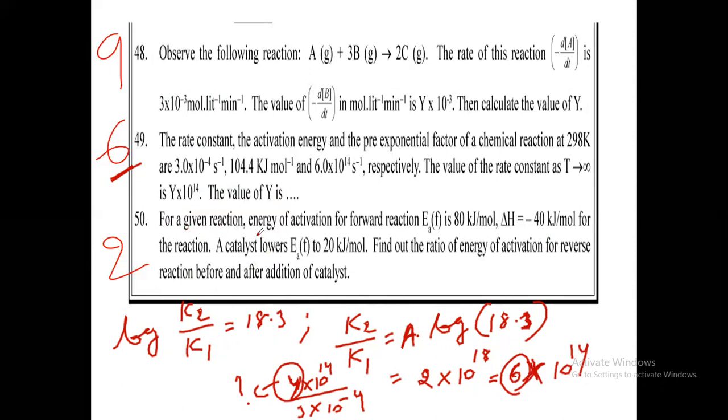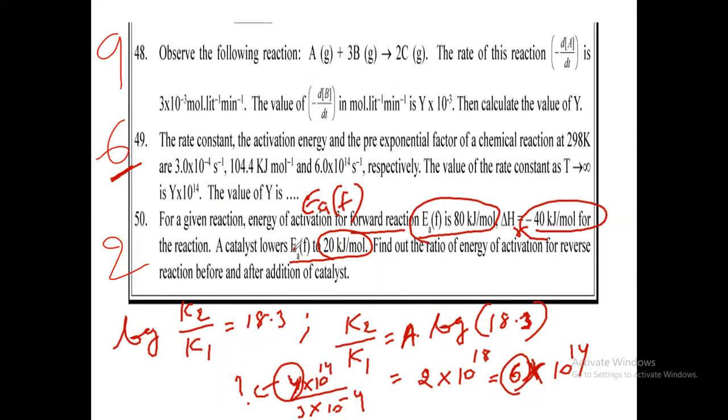Next, for a given reaction, the energy of activation is EA. For the forward reaction it is EAF. EAF is given as 80 kilojoules per mole, and delta H of the reaction is given as minus 40 kilojoules. A catalyst lowers the activation energy of the forward reaction to 20 kilojoules per mole. The catalyst will lower the activation energy for the forward reaction and the backward reaction to the same extent.